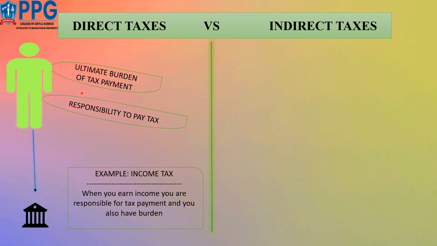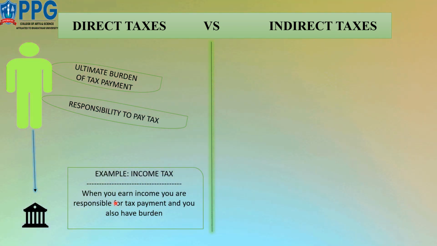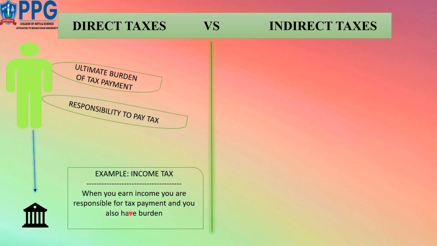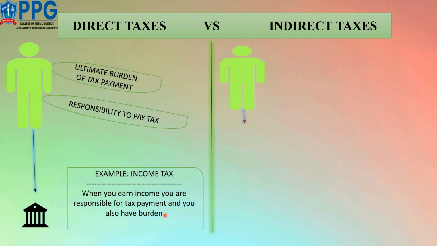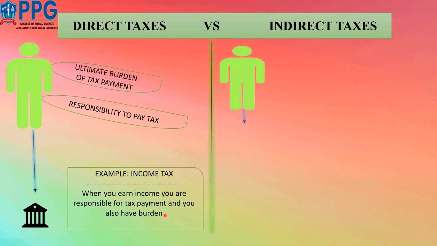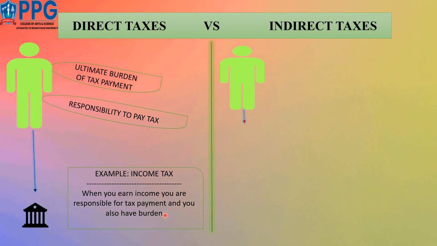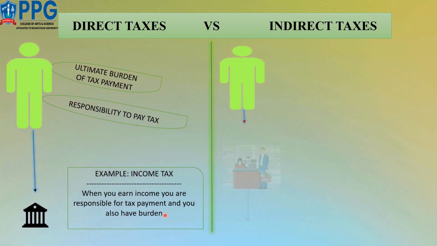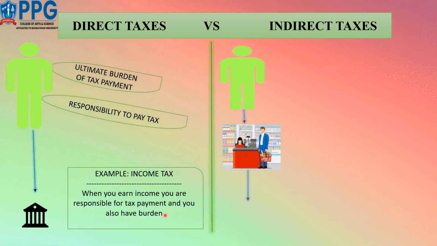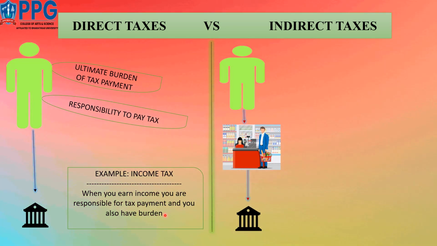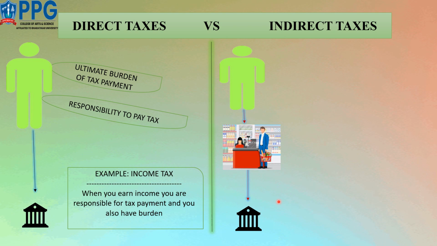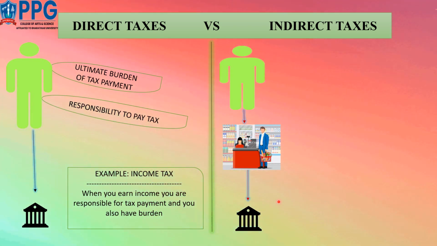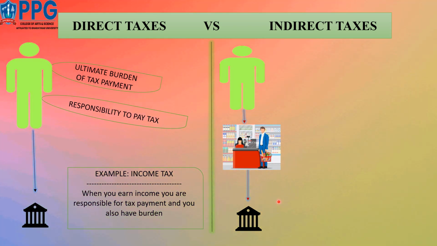responsibility to pay taxes. Example, when you earn income, you are responsible for tax payment and you also have the burden to pay taxes. Indirect tax. The indirect taxes are transferable and the liability to pay tax can be shifted to others, and these taxes are administered and governed by the Central Board of Indirect Taxes. Examples, service tax and sales tax.